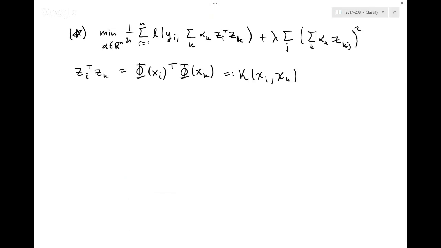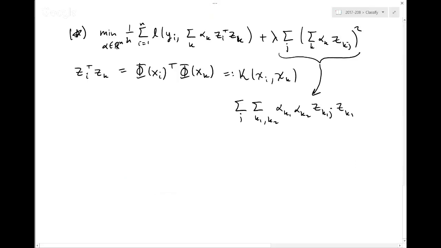And now this objective. Let's take this part here. This thing right here can be written as a sum over j, and now we can expand this out. We can do k1 and k2, a sum over two k's, alpha k1 times alpha k2, z k1 j, z k2 j.